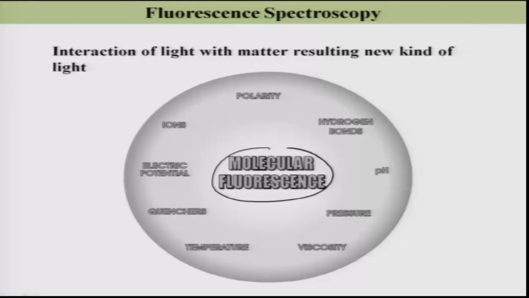So, basically, different types of properties can be observed, measured, and understood by this molecular fluorescence, like, as I mentioned, the polarity and the viscosity. I can also measure pH, hydrogen bonding, ions, electrical potential, quencher, temperature, many properties, and in this course we will discuss some of these.